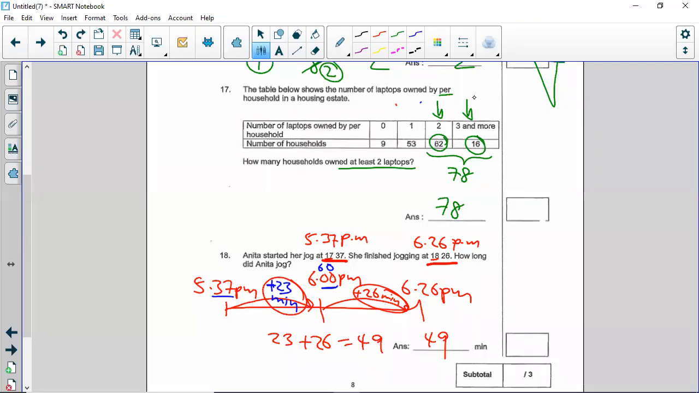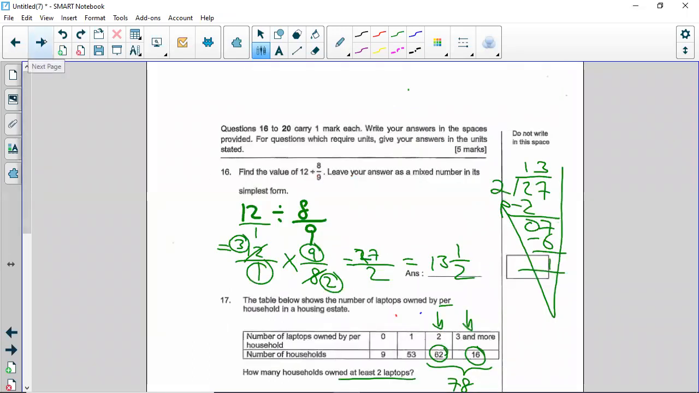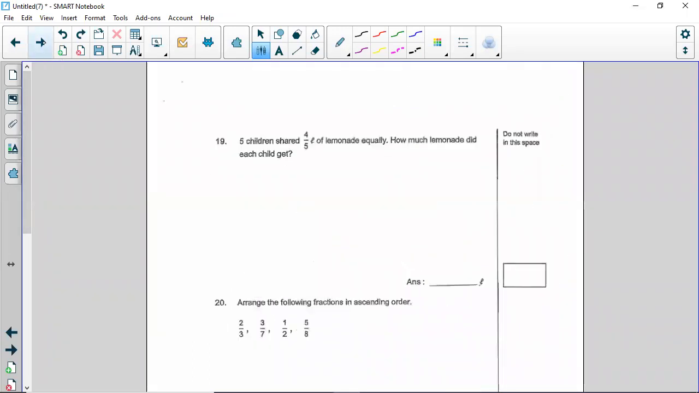Now, all right, so question 19, let's go to question 19. These are all 1 mark questions. So question 19, this is the one that you're not sure whether it is 5 divided by 4/5 or 4/5 divided by 5. Now, again, if you are confused, do this arrow sign.